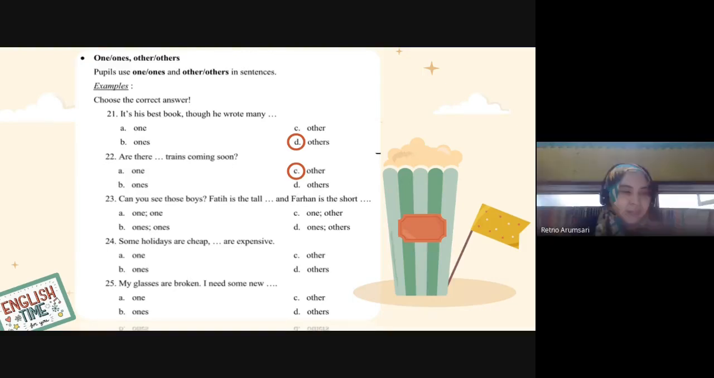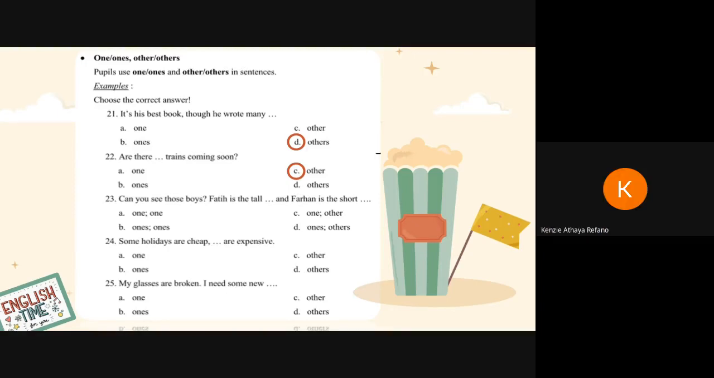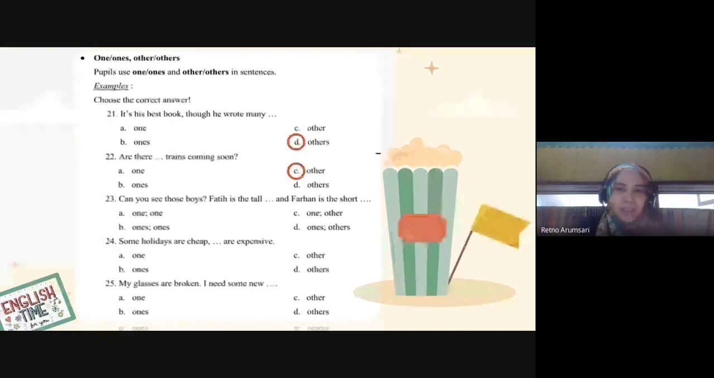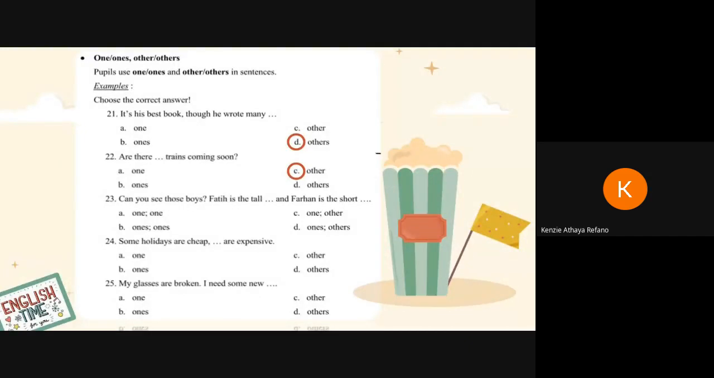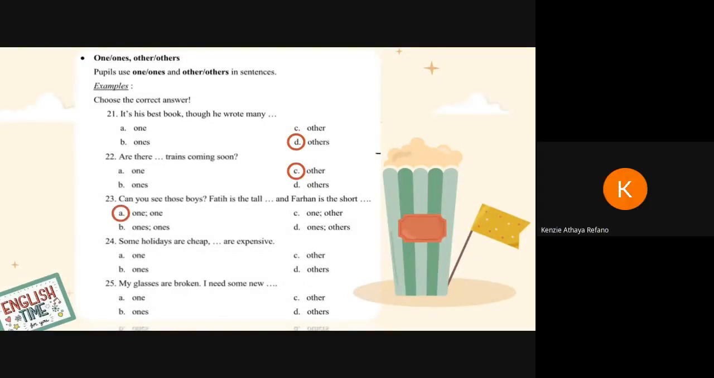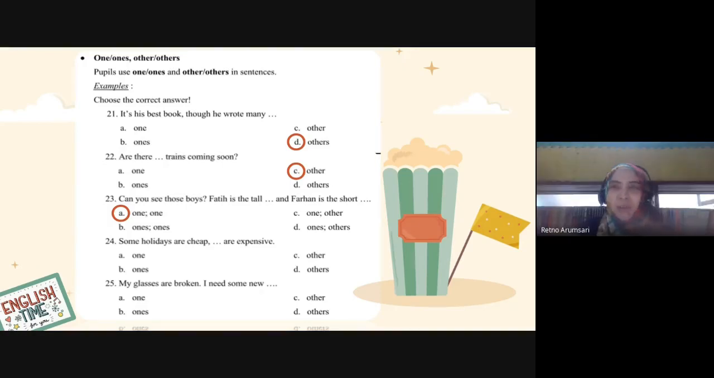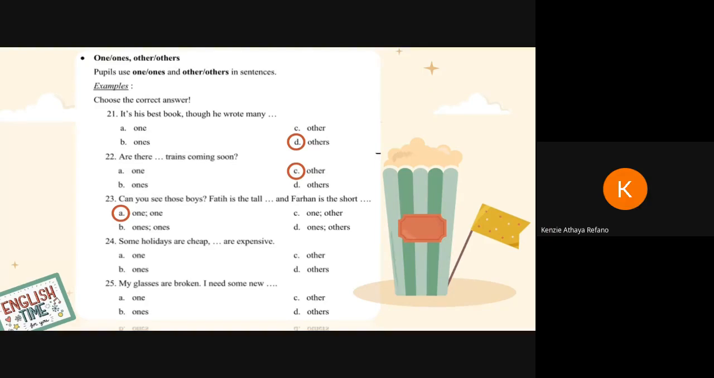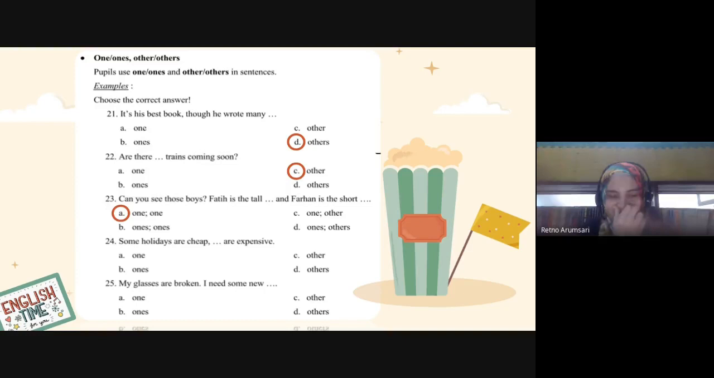Number 23. I'm kind of lagging. I see those boys fight. Fatih is the tall one and Farhan is the short one. Yes. Both of them use one. They're only one object. There's only one Fatih and there's only one Farhan, right? Maybe it's actually an evil copycat. All right. Thank you, Kenzie.